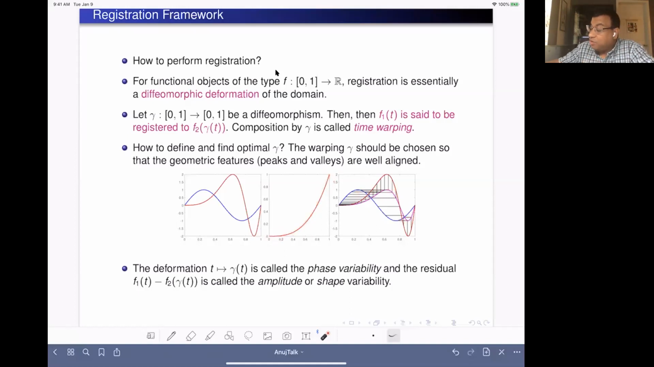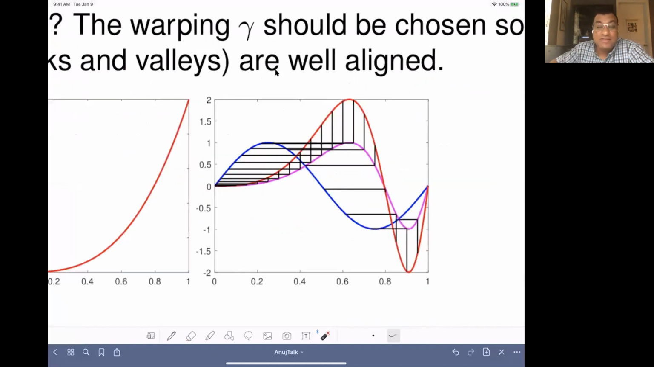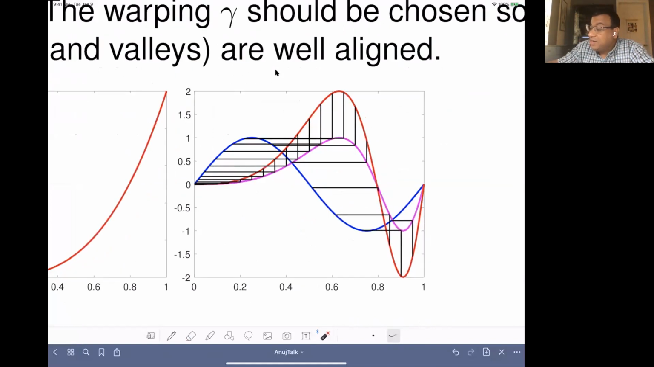But if I do the warping correctly in such a way that I line up exactly the peaks and the valleys, so in this function, let's see if I zoom in there. If I do the time warping correctly, and if I can line up the peaks and valleys correctly, then the only thing that is left is the vertical variability.